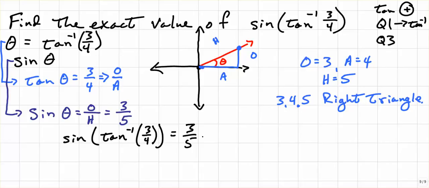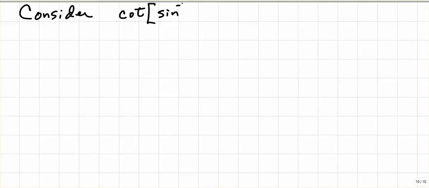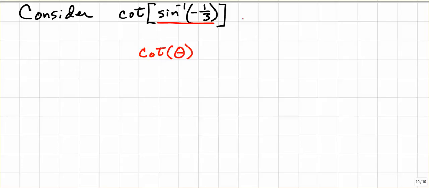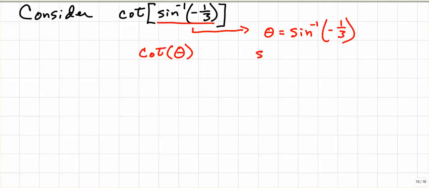Okay? Now, let's go ahead and do one that's a little more complex. Let's consider the following: the cotangent of the inverse sine of negative 1/3. So once again, this right here becomes theta, and I'm trying to find the cotangent of theta. And since theta is equal to the inverse sine of negative 1/3, it follows that the sine of theta is equal to negative 1/3.